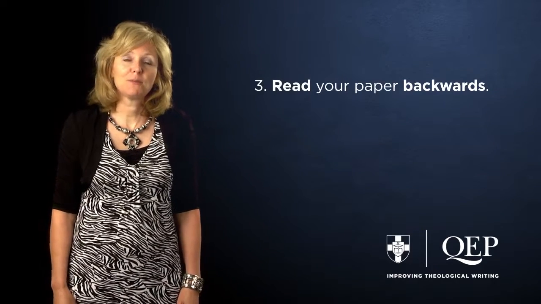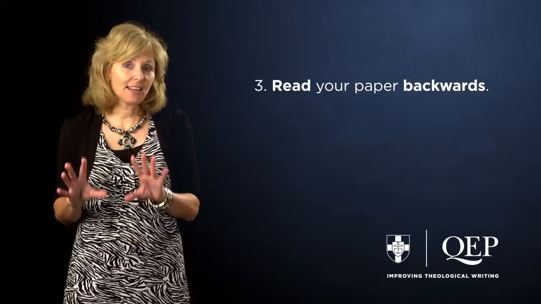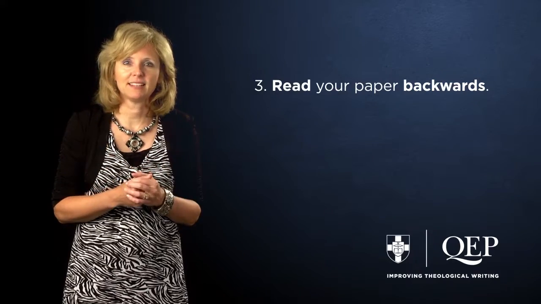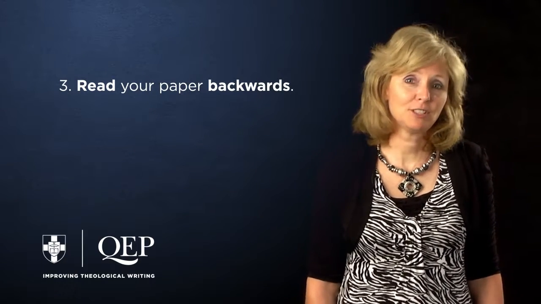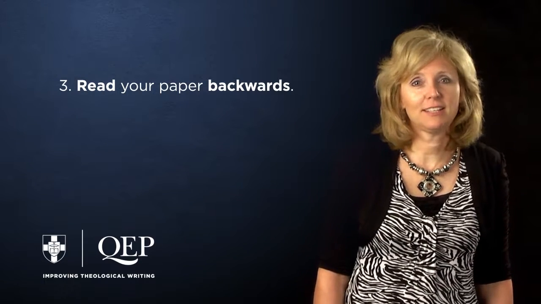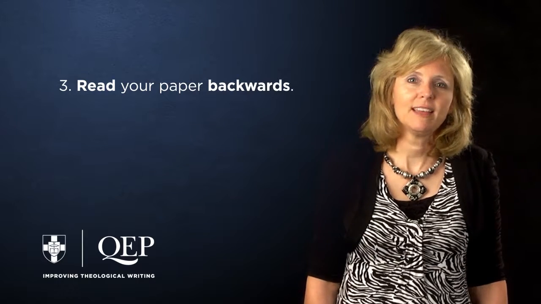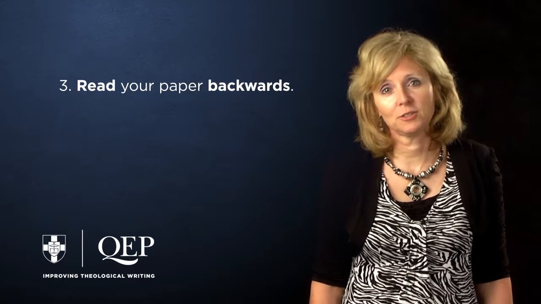Third, read your paper backwards. Start with the last sentence and read it. And when you've edited that sentence, read the second to the last sentence and check that for grammar and mechanics. The act of reading your paper backwards, sentence by sentence, forces you to sit down and see each sentence individually, instead of getting caught up in the flow of your writing. This helps you separate meaning and organization from surface error issues.